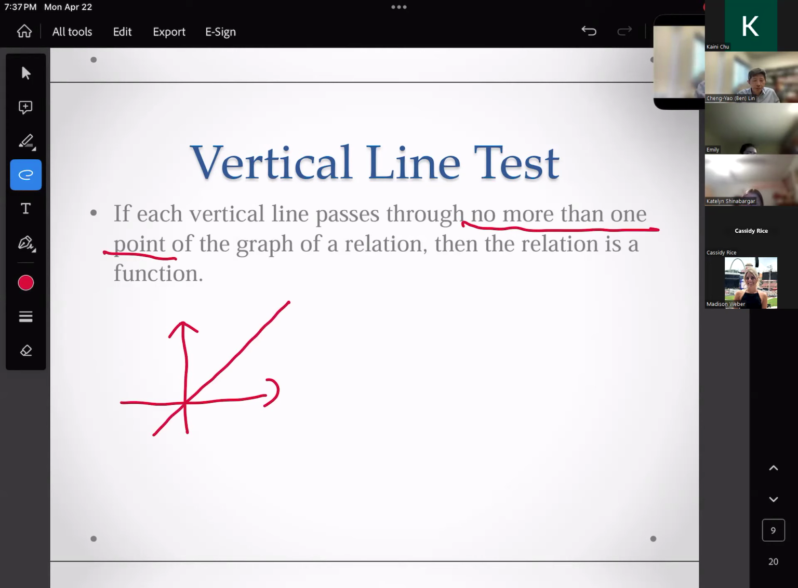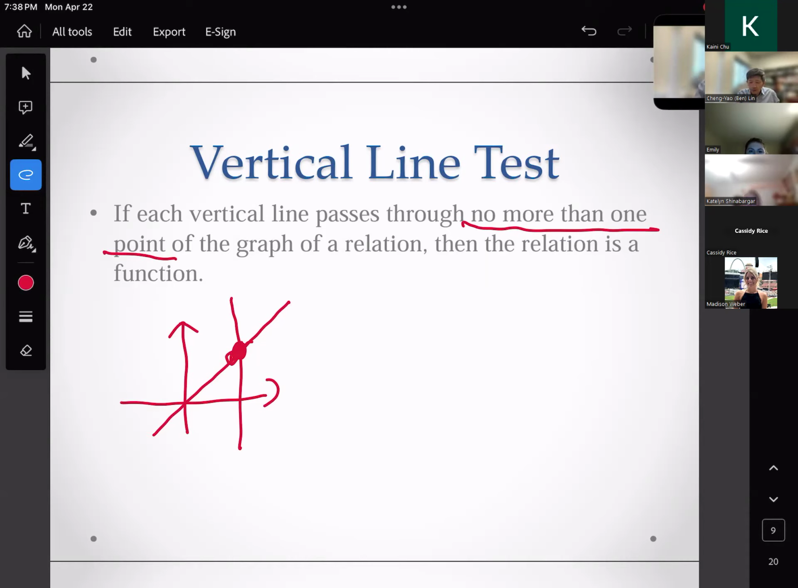Function or not function? This one, this graph, function or not function? Function. Yeah, so I want to use the vertical line test. So if I use the vertical line test, then what happened? I meet how many points? Just one there, vertical line test. Does that make sense? Just only one, right?